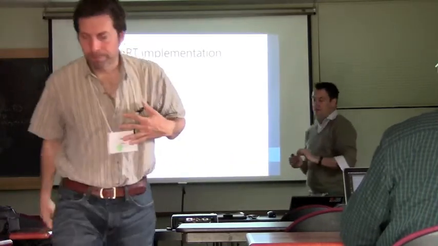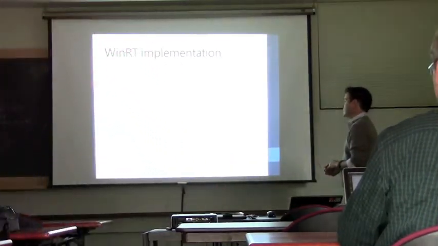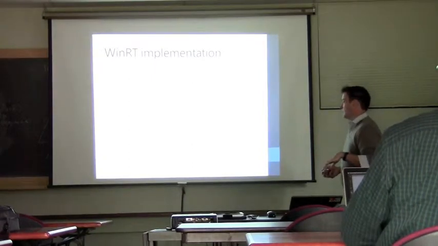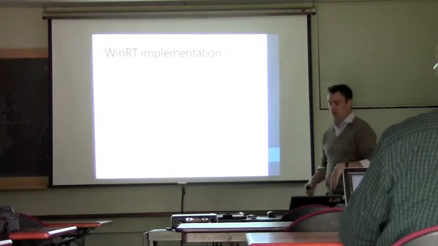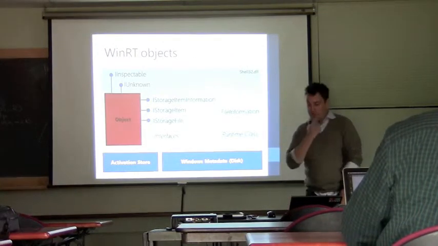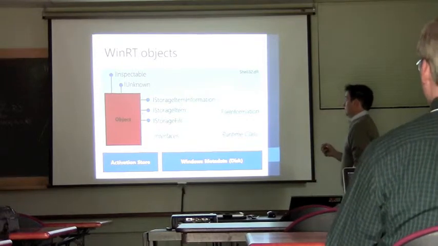There are very small numbers of patterns that are used across the API. So this async pattern is used everywhere. Collection, we have enumerators, ranges, to go through the collections. That's pretty much it. So this is more or less how it works.